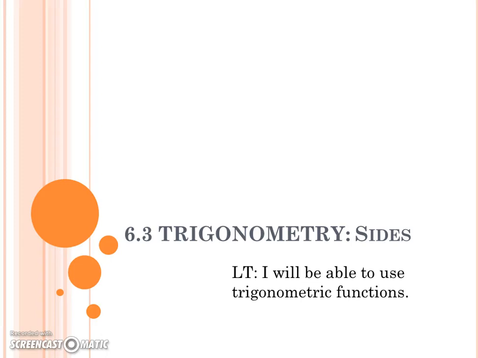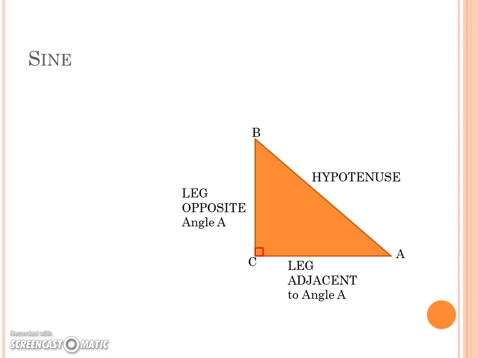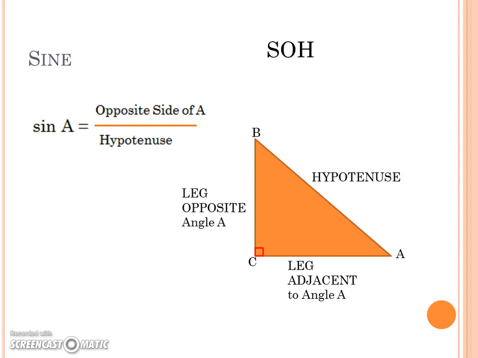Welcome to 6.3. This is Trigonometry Part 1, Finding Sides. So first thing you need to know is what trig is. There are three different functions: sine, cosine, tangent. The sine of an angle equals the opposite of the angle over the hypotenuse. The way to remember it is SOH: sine, opposite, hypotenuse.